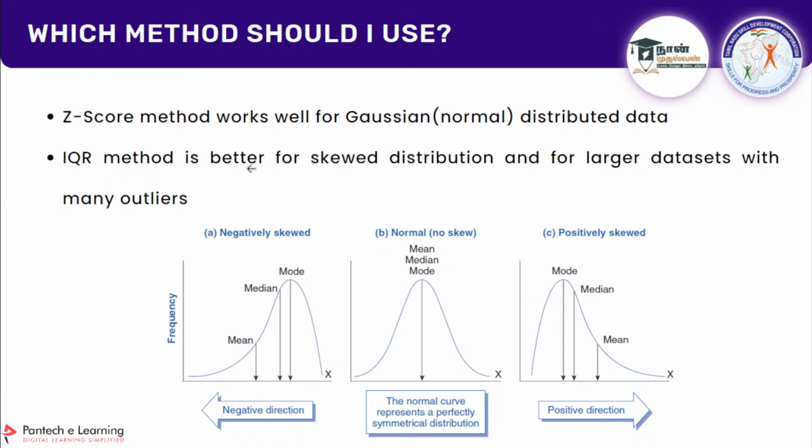The IQR method is better for skewed distributions and for large data with outliers, because Z-score takes the mean and standard deviation, so outliers may have an impact here. But when you go for IQR, you are taking only the 75th and 25th percentiles, so it is mostly not affected by outliers. So if you have outliers or the data is skewed towards either end, you can go with the IQR method. Or if it is normally distributed, you can go with the Z-score method. Clear?